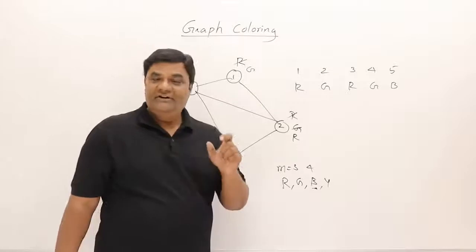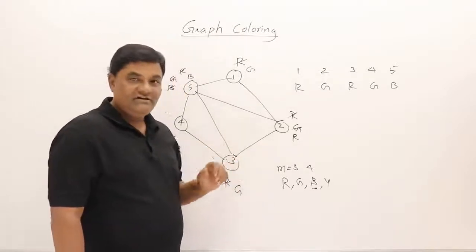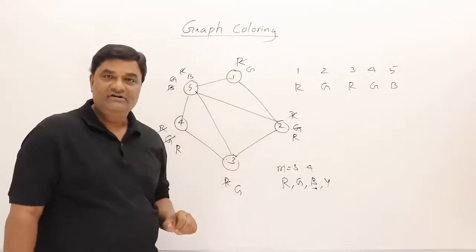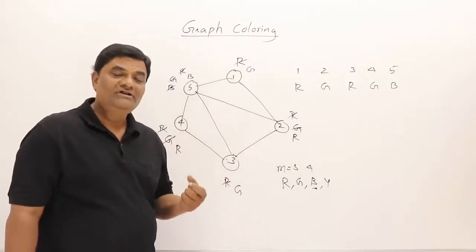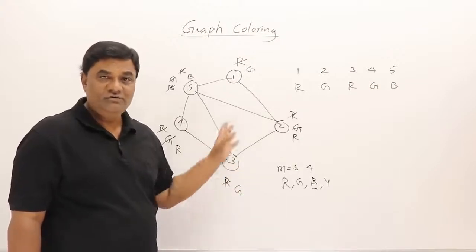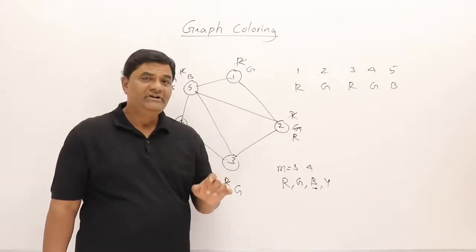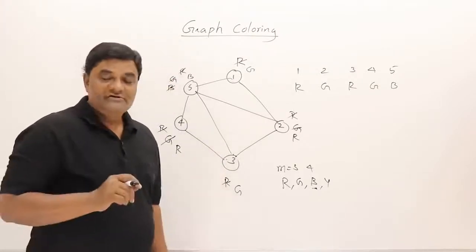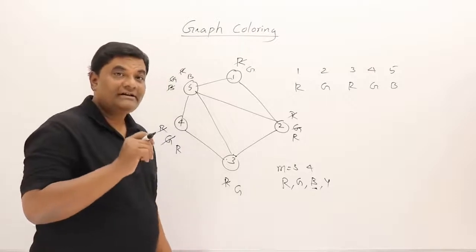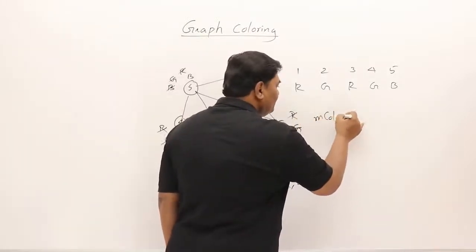So we will define one type of problem here. If a graph is given and some colors are also given, and we just want to know whether a graph can be colored by using those colors or not. We don't want the colors of the vertices. We just want to know if it can be colored or not. So this problem is called the M coloring decision problem.